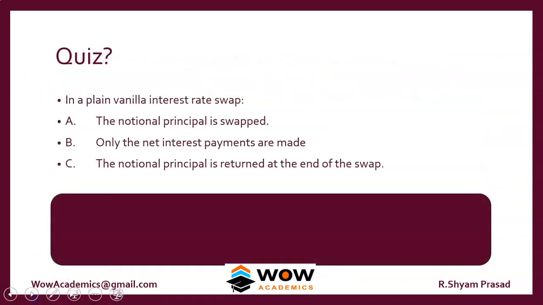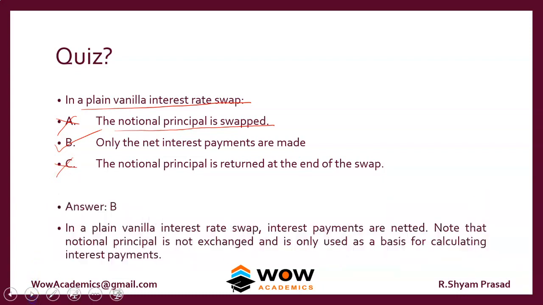So we'll have a quiz. In a plain vanilla interest rate swap, the notional principal is swapped. Is it true? No, the principal is not swapped. There's no interest swapped at all? This is wrong. Only the net interest payments are made. This is right. The notional principal is returned at the end of the swap? No. So the answer is B.